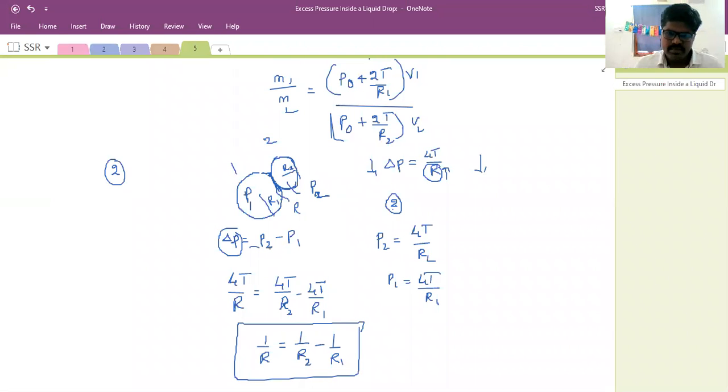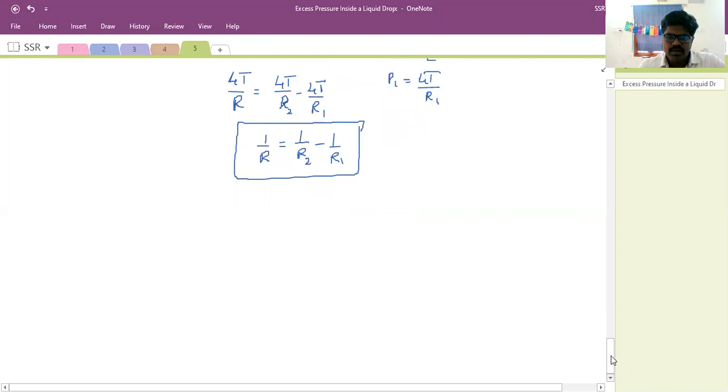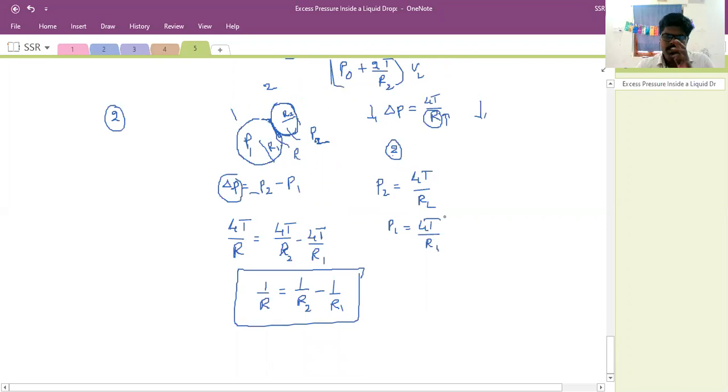That is the interface radius. After combining together, you can write, using the excess pressure difference from the smaller bubble to the bigger bubble, delta P is equal to P2 minus P1, where P1 and P2 are excess pressure values with respect to outside pressure. Then 4T by R is equal to 4T by R2 minus 4T by R1. From that, 1 by R is equal to 1 by R2 minus 1 by R1, provided you know the radii of the smaller and bigger bubbles. So this is the understanding of excess pressure and its applications. Are you clear, one and all?